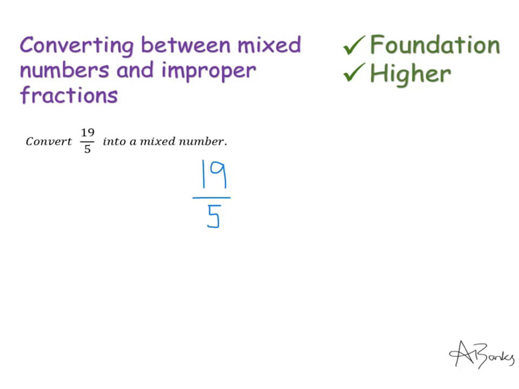And I don't quite have enough to do 4 whole ones. I'd need 20 fifths. So I don't quite have enough for that. So I can use 3 whole ones, which is 15 fifths. And if I use up 15 of my fifths to make 3 whole ones, I will have 4 fifths left over that I haven't used, because I have 19 fifths in total. So that is my mixed number.